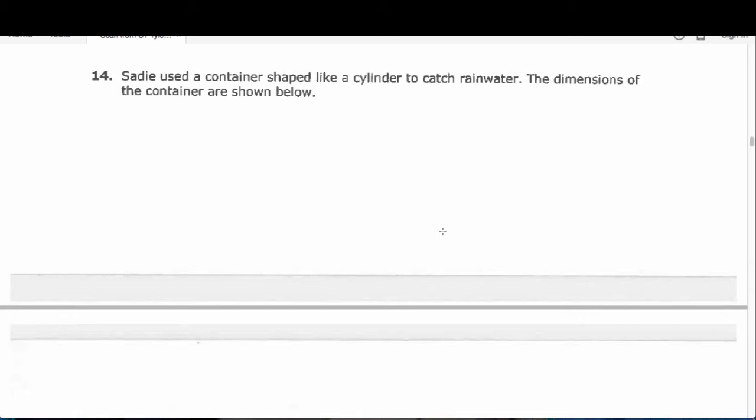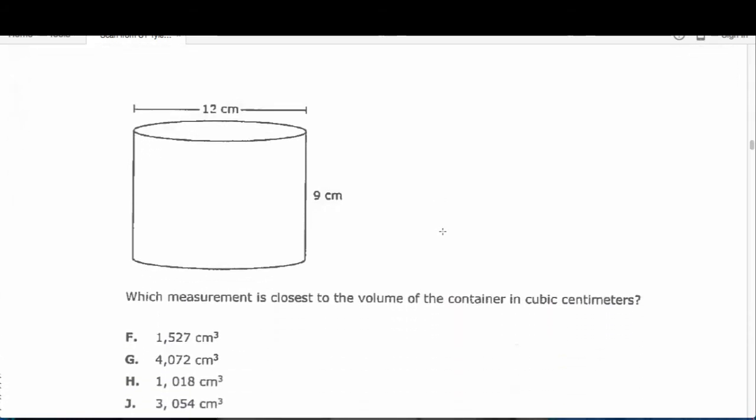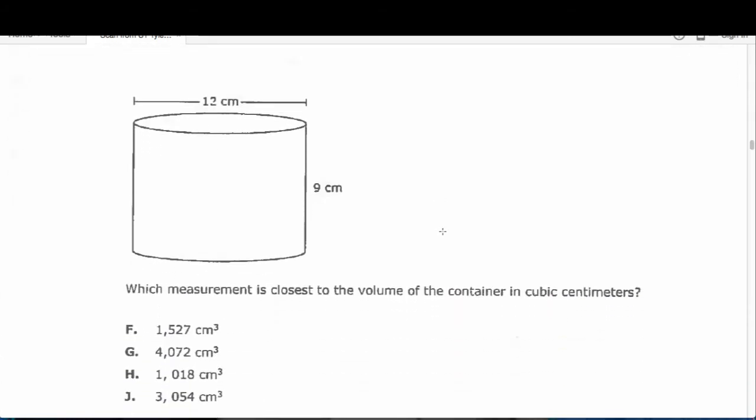Question 14. Sadie used a container shaped like a cylinder to catch rainwater. The dimensions of the container are shown below. Which measurement is closest to the volume of the container in cubic centimeters? F. 1,527 centimeters cubed. G. 4,072 centimeters cubed. H. 1,018 centimeters cubed. J. 3,054 centimeters cubed.